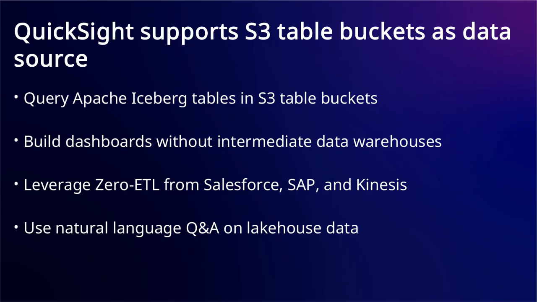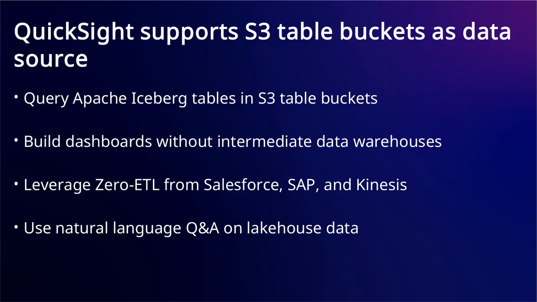Organizations need to analyze data stored in lakehouse architectures without building complex data pipelines or maintaining separate analytics layers. QuickSight now supports S3 table buckets as a direct data source, allowing you to query Apache Iceberg tables stored in your lakehouse. You can build dashboards without intermediate data warehouses or OLAP layers, simplifying your data architecture for both AI and BI workloads. You can leverage zero ETL integrations from sources like Salesforce, SAP, and Kinesis Data Firehose to get near real-time insights with minimal pipeline dependencies.